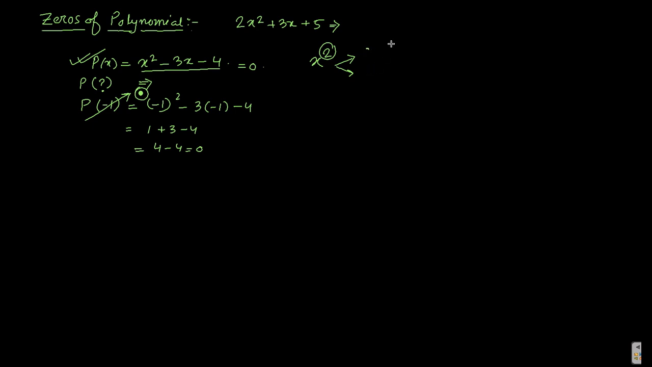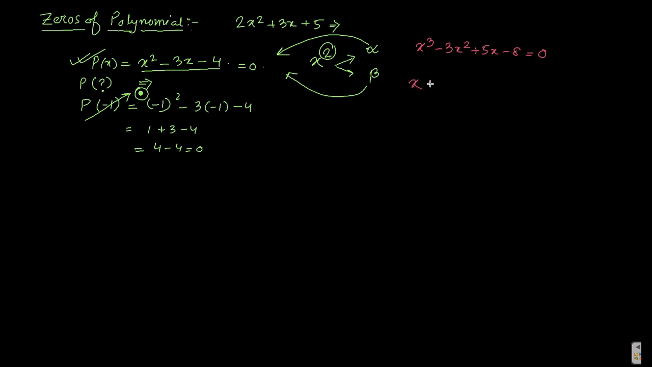One we can say is alpha, and another is beta. If we put alpha over here, we get 0, and if we put beta over here, we also get 0, because the highest power is 2. Like that, if the polynomial is of degree 3, for example x cube minus 3x square plus 5x minus 8 equals 0, it is a cubic polynomial.